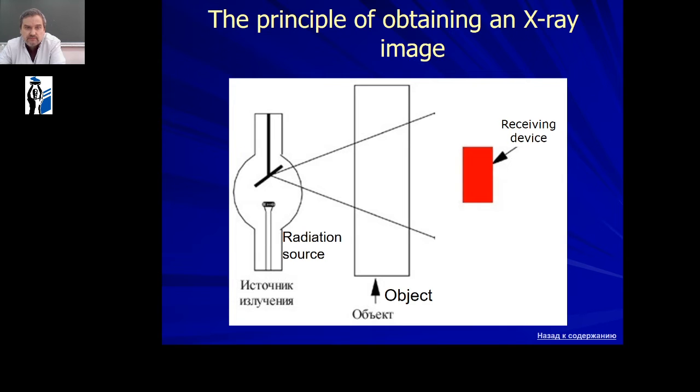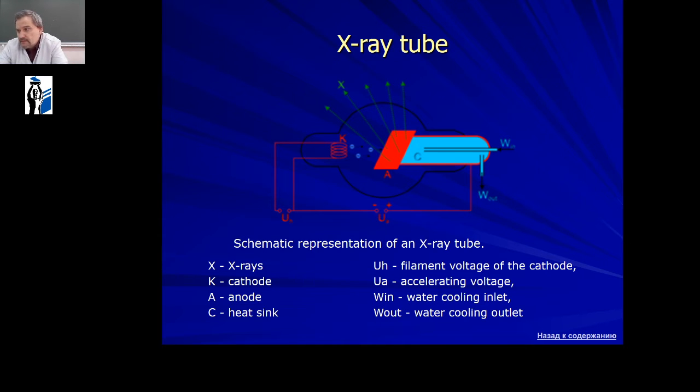The principle of obtaining an X-ray image is on this slide. We have radiation source. We see object, and after object we see receiving device. On this slide we have schematic representation of an X-ray tube.